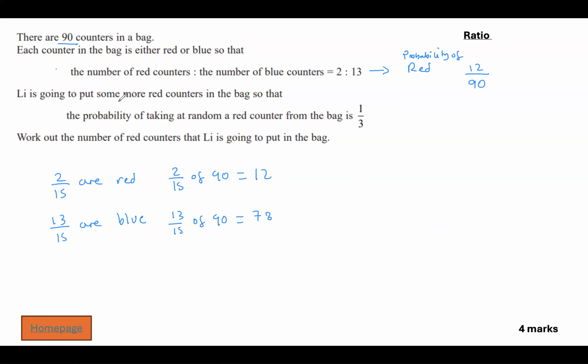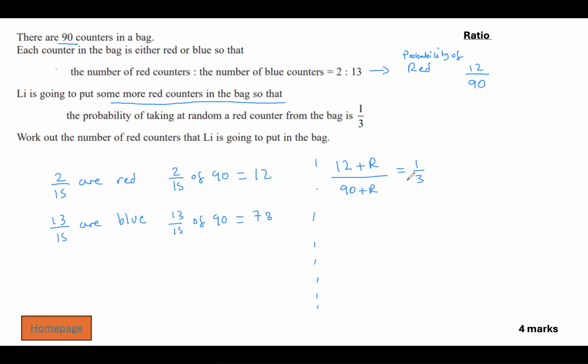However, Lee's going to put some more red counters in the bag, right? So we are going to put our amount of reds in the bag. What's going to happen is the number of red counters is going to increase, but our total is also going to increase as well. So the new probability is going to be 12 plus R over 90 plus R. We've added some more extra red counters to the bag, which means the total is also going to increase as well. Now, this probability is equal to 1 over 3.